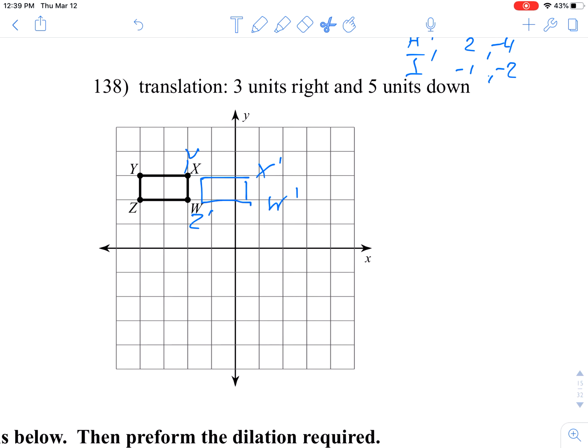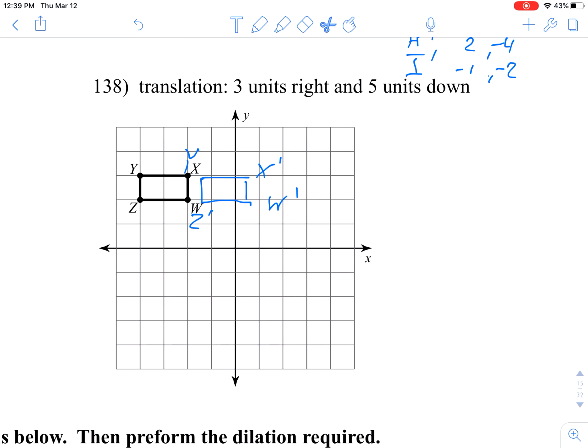Now, when you're dilating by a factor of 1/2, you can multiply by 1/2, or you can simply divide by whatever the denominator is, assuming that the top number is a 1. So 2 divided by 2 is 1. 2 divided by 2 is 1. 6 divided by 2 is 3. And 2 divided by 2 is 1.